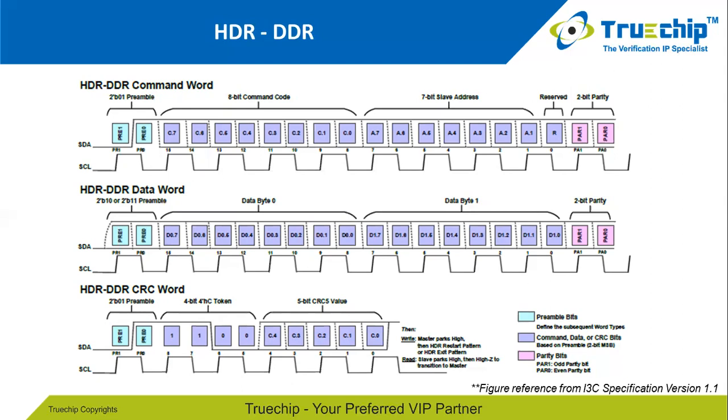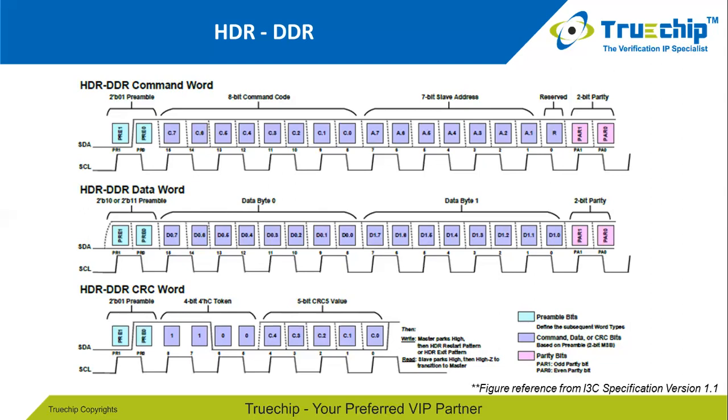Similarly, the HDR DDR data word starts with preamble equal to 2'b10 or 2'b11. The length of the normal data word shall be 18 bits, where 16 bits are 2 data bytes followed by 2 parity bits. Last is the HDR DDR CRC word.